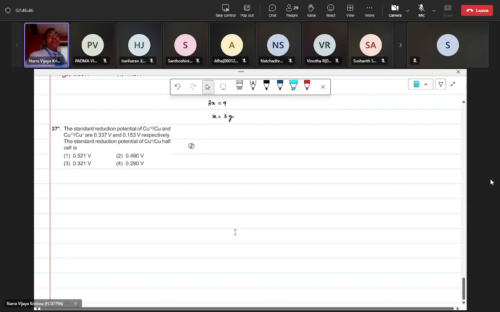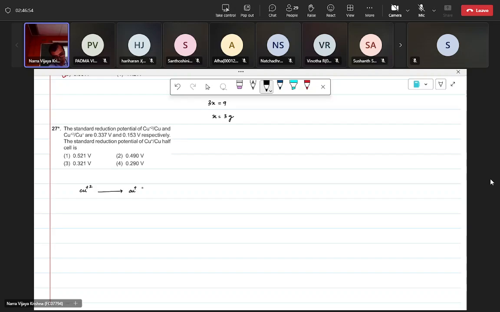Yes, draw a Latimer diagram. Can I draw a Latimer diagram in this way? Copper plus 2 gives rise to copper plus 1, gives rise to copper, and from copper plus 2 to copper directly. What is the potential for copper plus 2 to copper plus 1? They have given 0.153 volts. Copper plus 2 to copper is given as 0.337 volts.